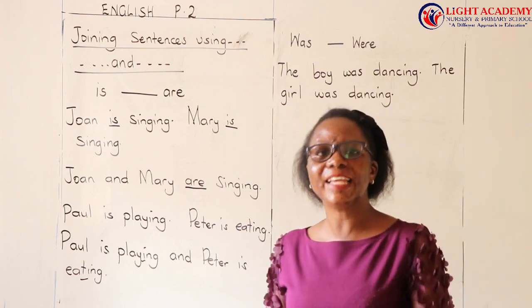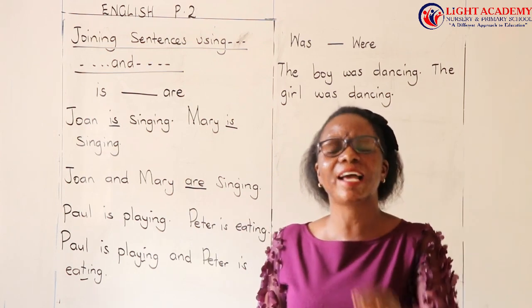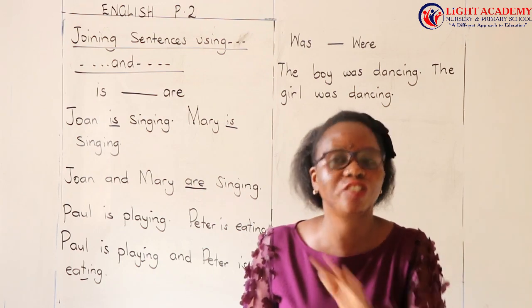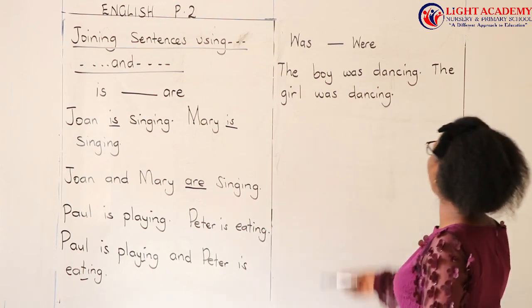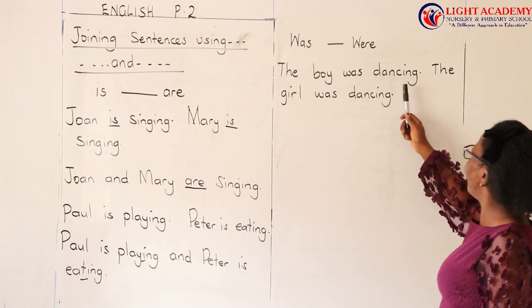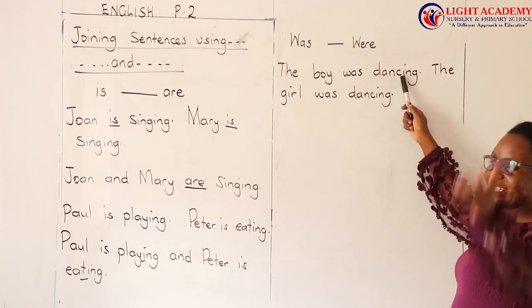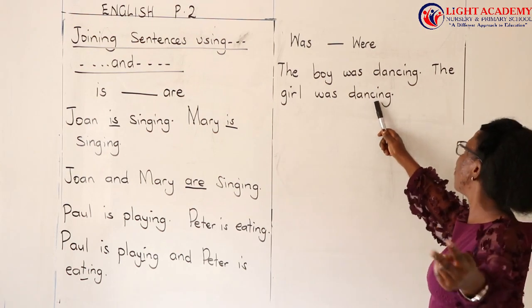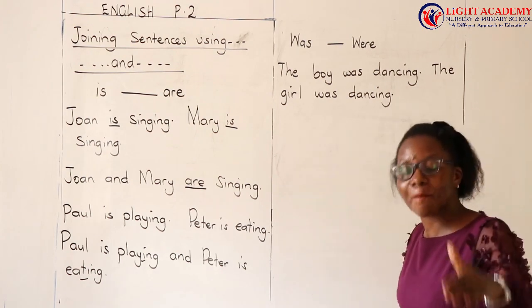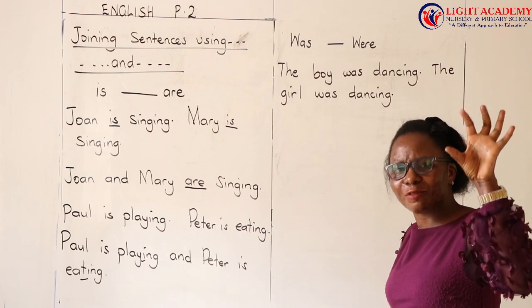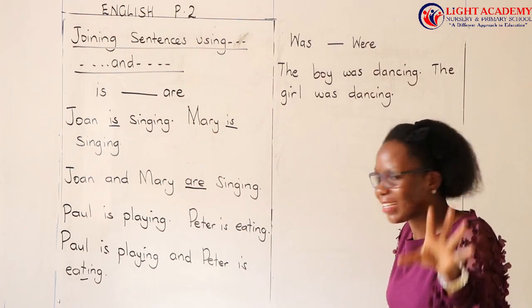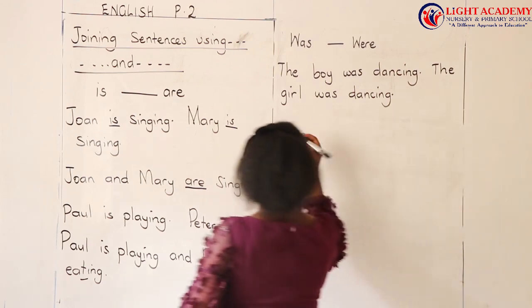But if you find the activities they are doing are completely different, then it does not change. So, let us look at this sentence. The boy was dancing, that is activity number 1, and the girl was dancing, that is activity number 2. These are the same activities. So, according to the secret I have told you, what is the answer? Let us see.